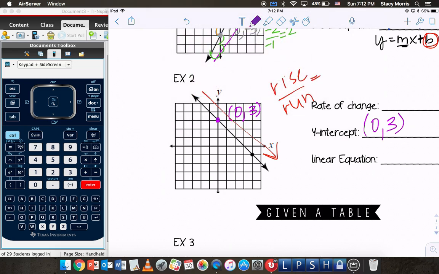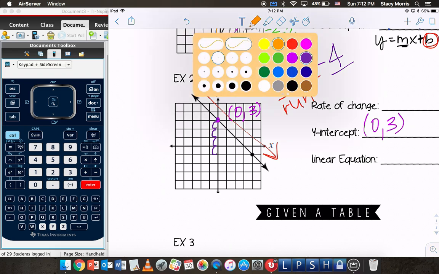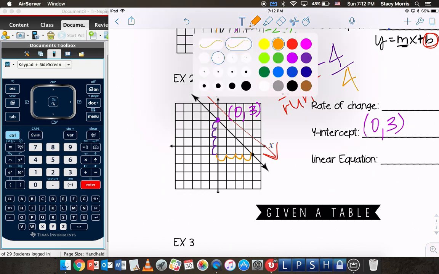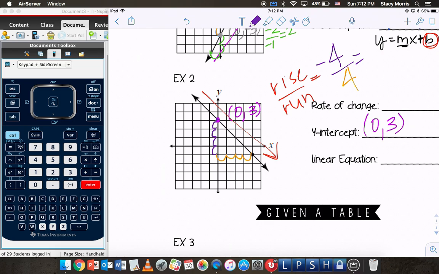So I'm going to use those. So I'm going to start right here at 0, 3. I'm going to go down, which is what makes it negative. 1, 2, 3, 4. So down 4 is negative 4 divided by, and then I'm going to go right, which is positive 1, 2, 3, 4. So right is positive. So negative 4, my down 4, divided by positive 4, my right 4. Negative 4 divided by positive 4 is just negative 1.